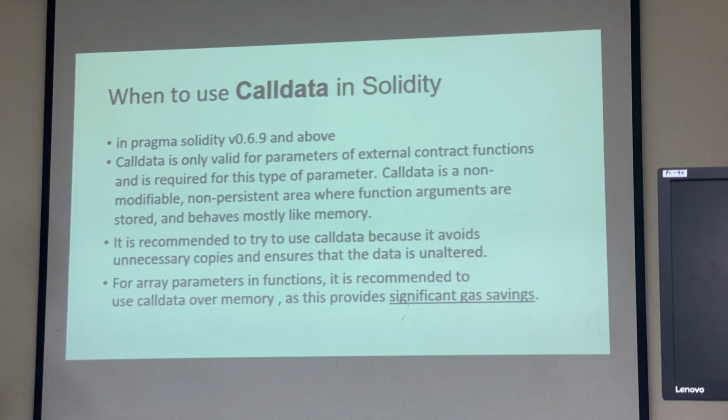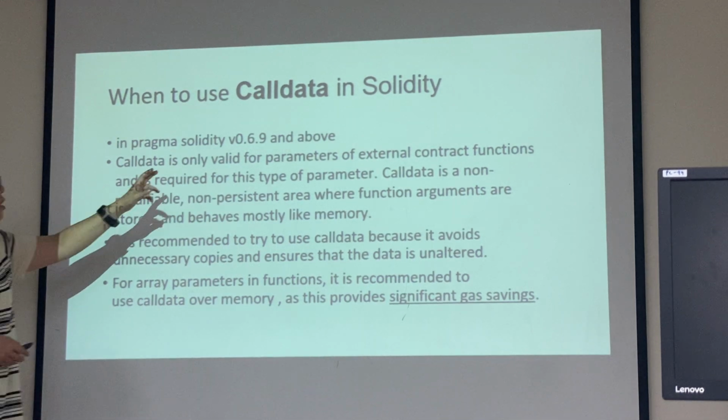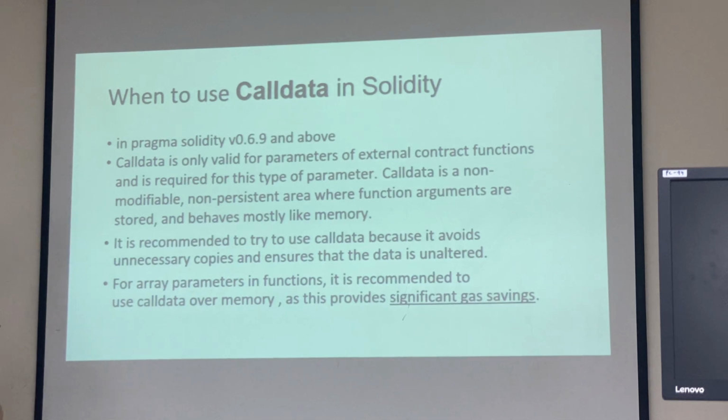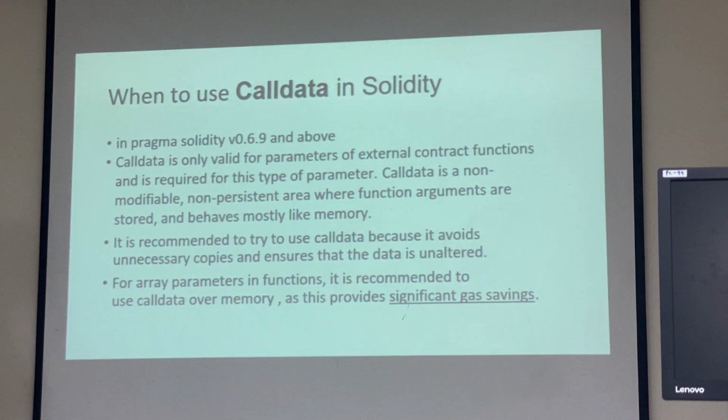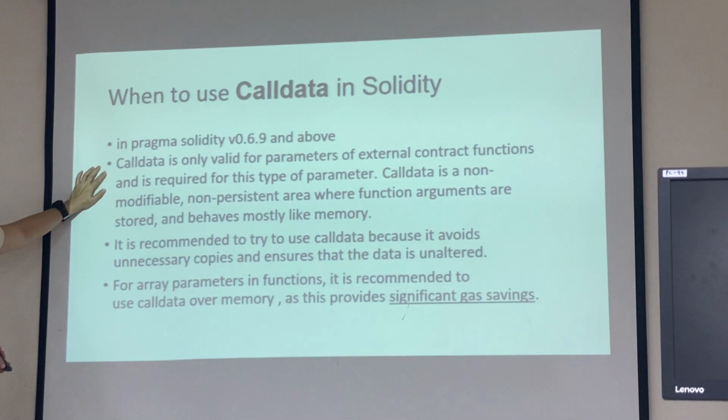Then there is another data location. From 0.6.9 onward, a new one came up: calldata. This calldata is more on parameters. It is another new data location. Calldata is only valid for the parameters of external contract functions, and it is required for this type of parameter.